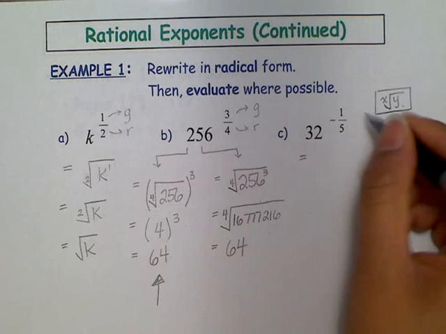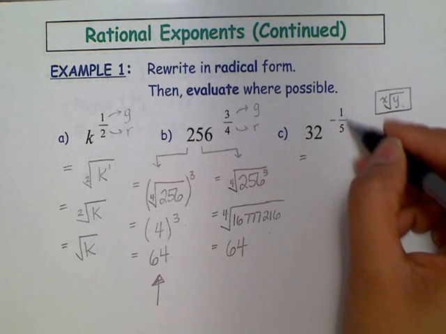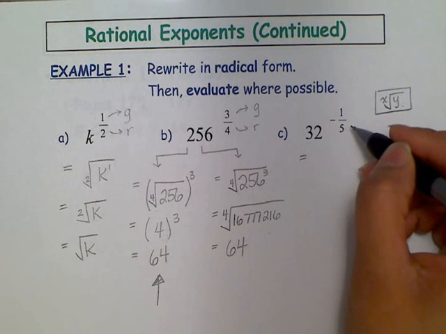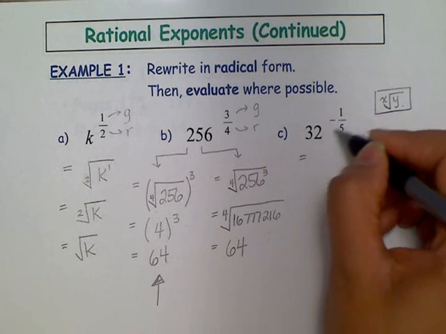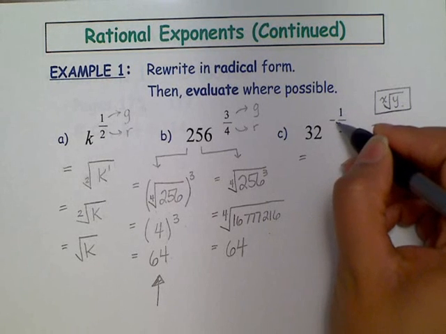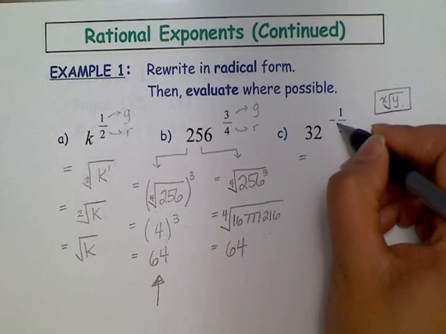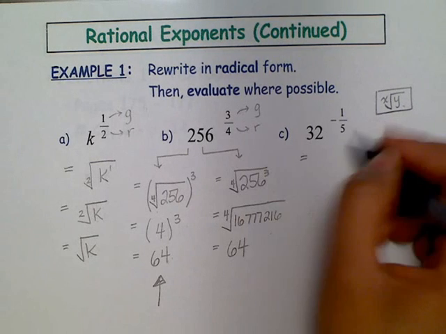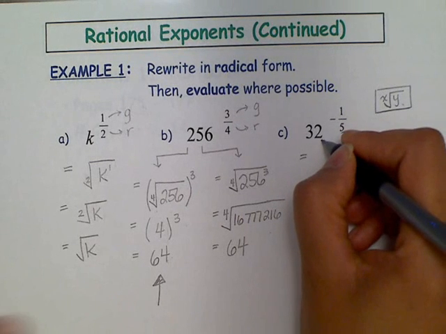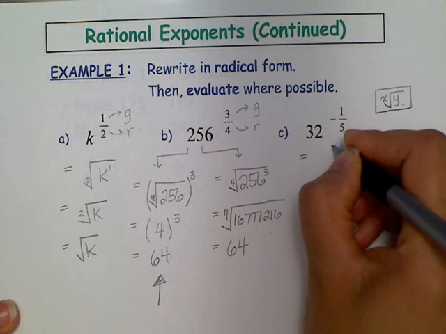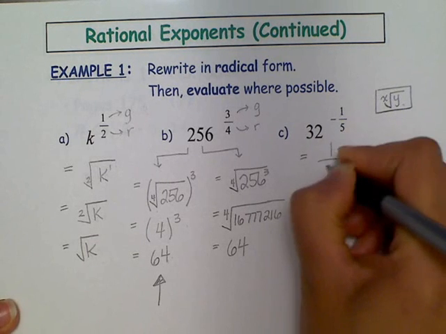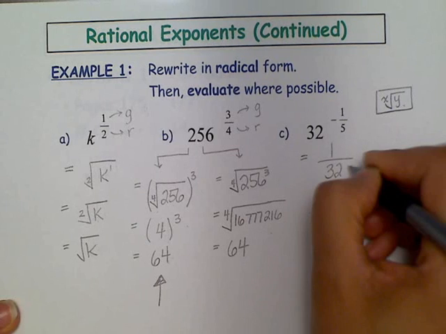Okay, the next one. Remember when you are looking at rational exponents, these have to be positive integers only when you are rewriting this in radical form. Because right now I have a negative exponent, the first thing I need to do is eliminate this negative exponent using my negative exponent rule, which means I need to rewrite the base to a positive exponent. So if I'm rewriting the base to a positive exponent, the reciprocal of 32 would be 1 over 32.